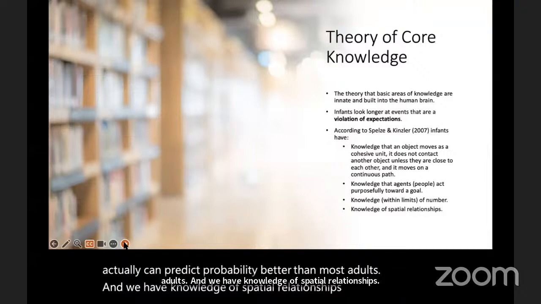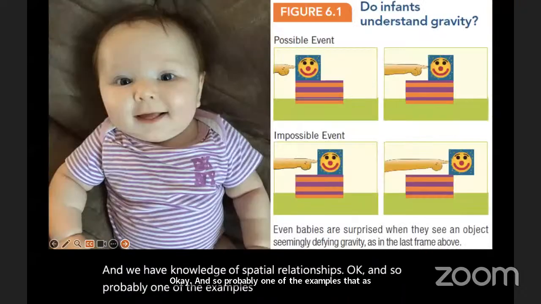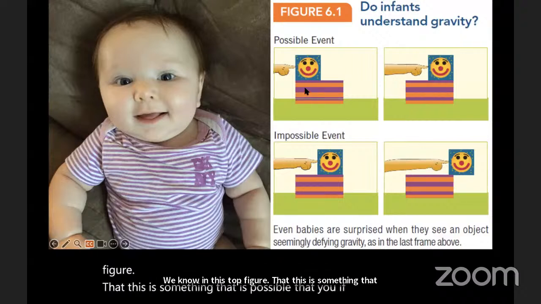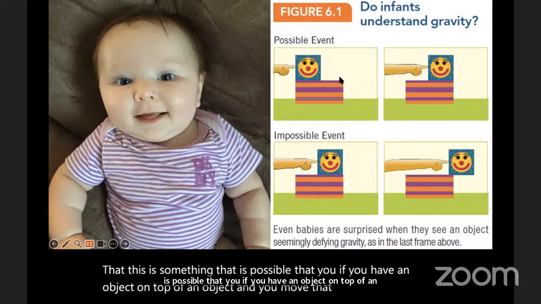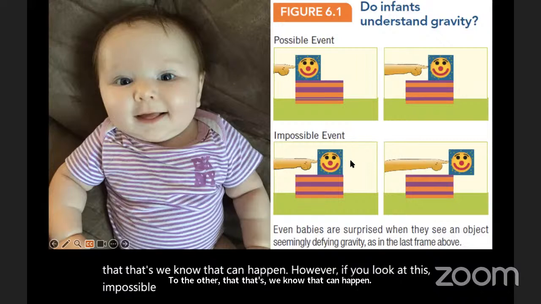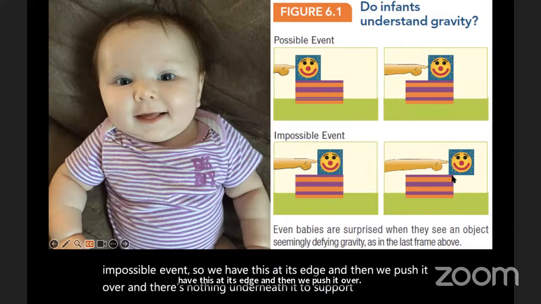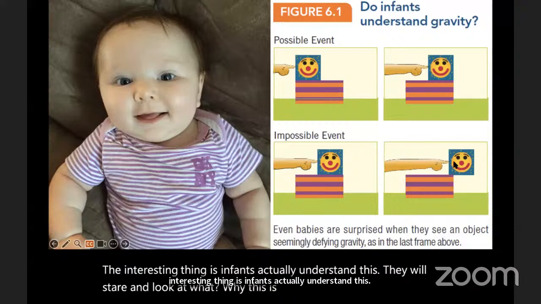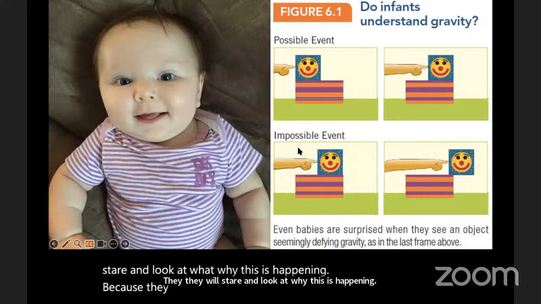Okay. And so probably one of the examples that is used is we know in this top figure that this is something that is possible, that if you have an object on top of an object and you move that across to the other, we know that can happen. However, if you look at this impossible event, we have this at its edge and then we push it over and there's nothing underneath it to support it. The interesting thing is infants actually understand this. They will stare and look at why this is happening, because they know it's not possible.